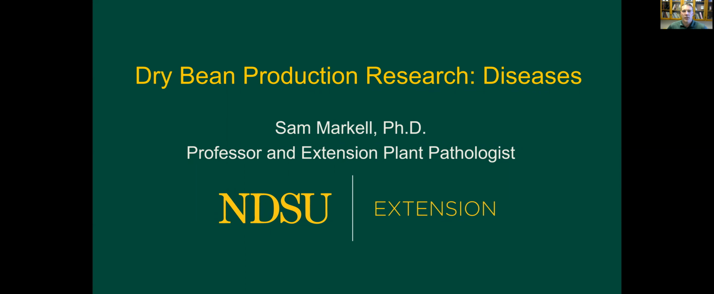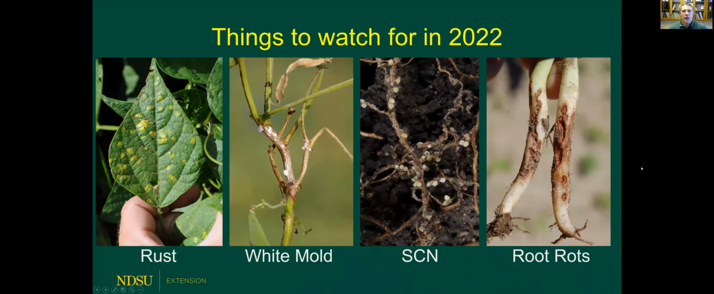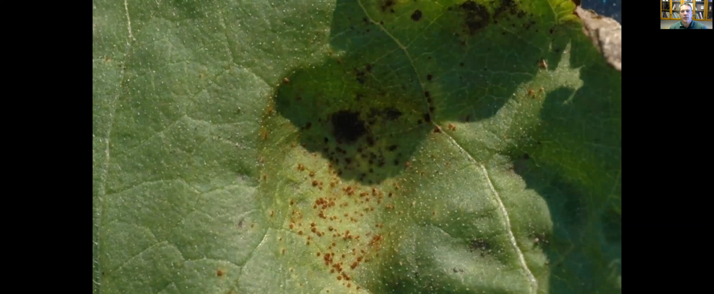I'm going to be talking about diseases as part of the driving production research session. We'll talk about things to watch for in 2022. So I've got 4 diseases I'm going to highlight. Rust and soybean cyst tend to show up more and cause more problems when it's dry. White mold and root rots tend to cause more problems when it's wet, although of course there's exceptions to every rule. So let's start with rust.